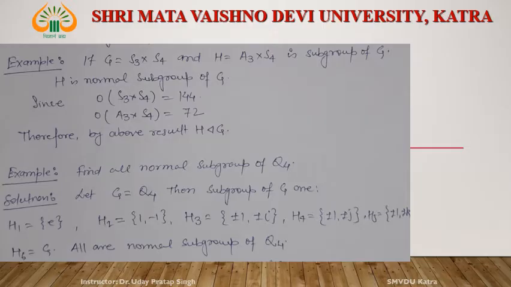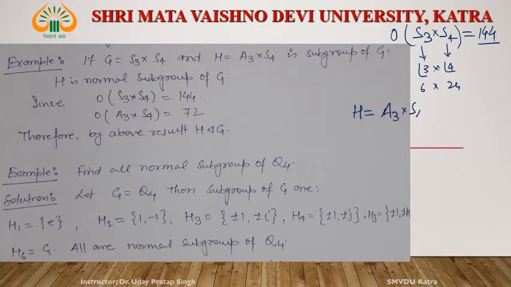Now see, let us consider G equal to S3 cross S4. S3 is a symmetric group of order 6 and S4 is a symmetric group of order 24, right? The order of S3 is factorial 3 and the order of S4 is factorial 4, right? This is 24 and this is 6. Then what is the order of this? The order of this is 6 into 24. This is 144, right?